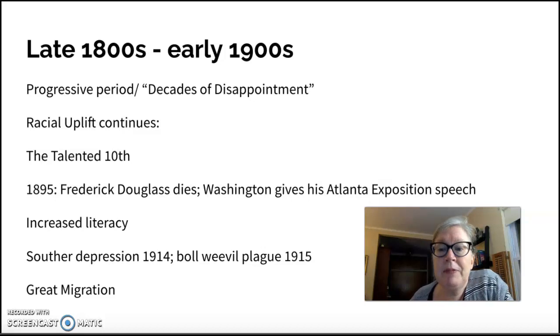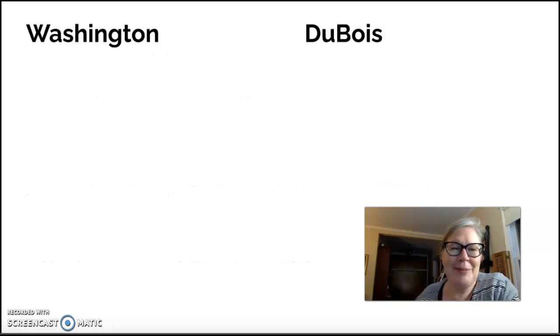And the first wave of the Great Migration, formerly enslaved people and other Black families in the South heading north to cities in the North. We'll talk about that when we get to the Harlem Renaissance.